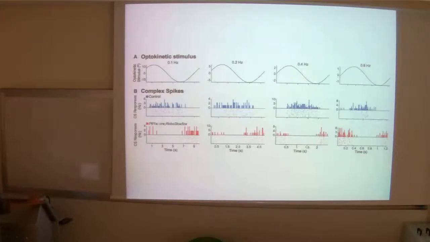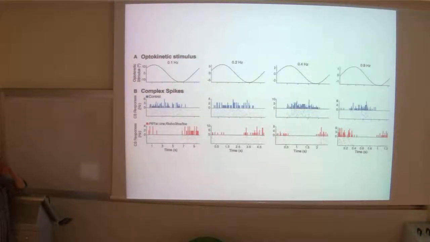So they presented a sinusoidal visual stimulus at different frequencies. This is the top graph. And then they plotted the complex spikes. You see here the phase and the modulation, and you can see that the blue is the control and the red is the mutant. And you can see that the preferred phase for the complex spikes is reversed between the control and mutant.